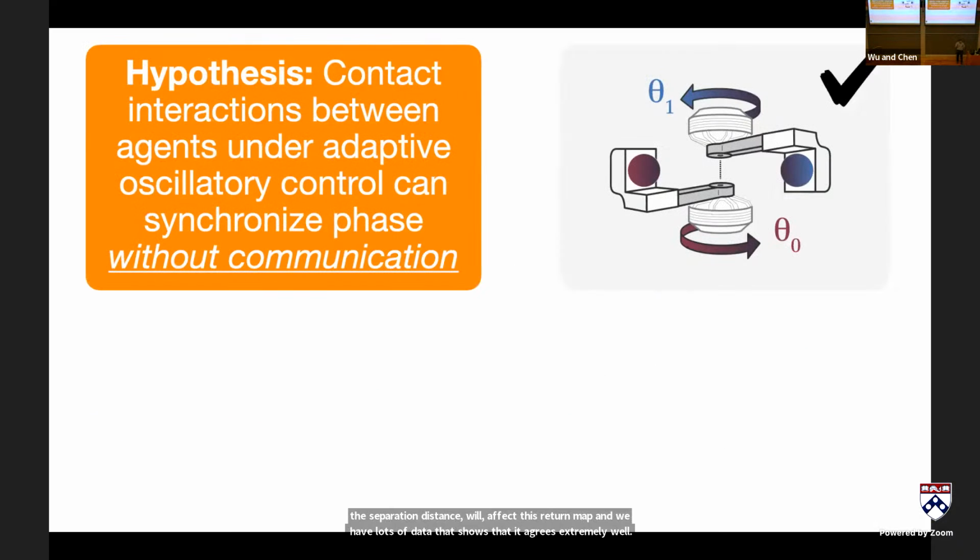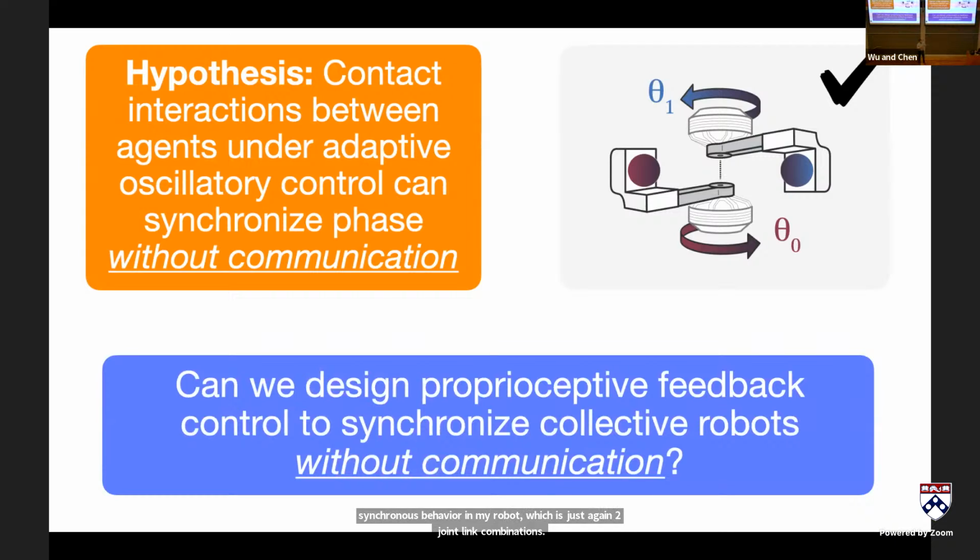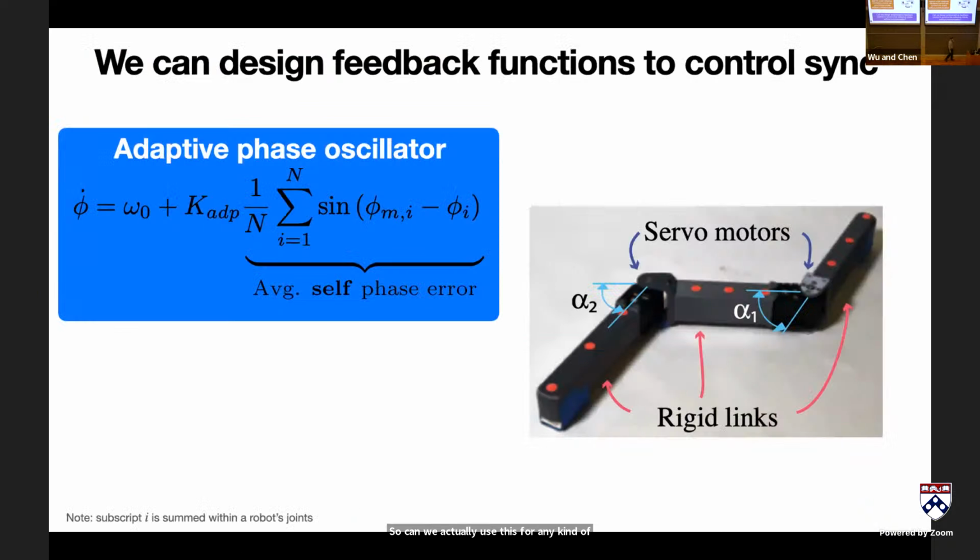But what this showed is that we can achieve simple synchronous behavior in my robot, which is just, again, 2 joint link combinations. They're not talking to each other. They're just interacting through contact. But we set up the gaits in the appropriate way so that they're generated through this autonomous feedback. So can we actually use this for any kind of interesting robot? That's the next question. The first thing we did was build our worms, which are just 3-link robots now.